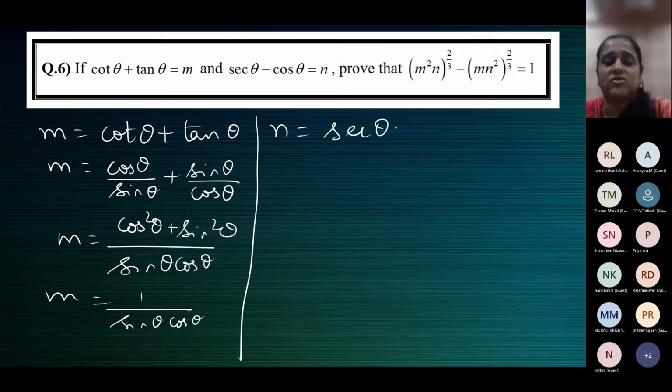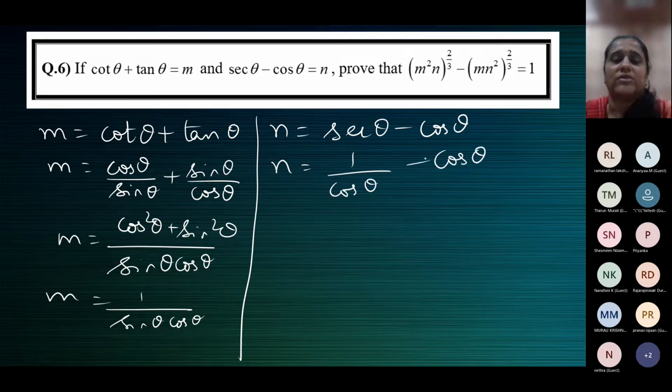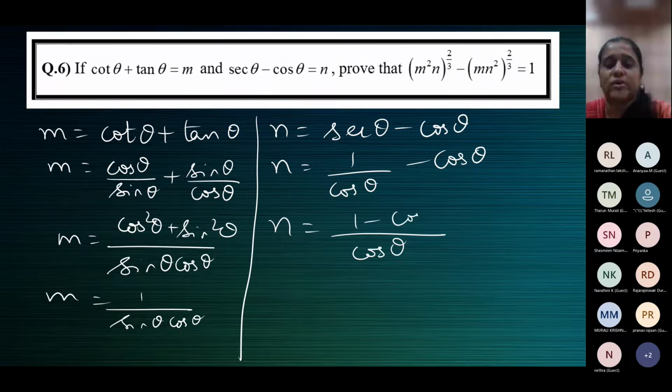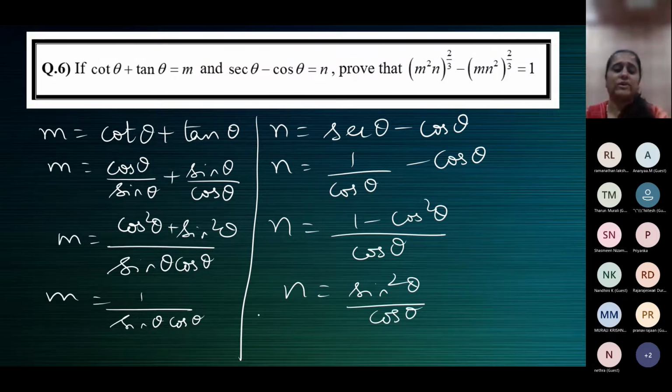Secant theta minus cos theta. All right. So we can write secant theta as 1 by cos theta minus cos theta. We're trying to change other ratios to sin and cos. So secant is 1 by cos minus cos as it is. Don't write cos as 1 by secant. Our intention is to write the other ratios in terms of sin and cos. So n is equal to cos theta is a common denominator, 1 minus cos square theta. And we know that 1 minus cos square theta is sin square theta, so n is sin square theta by cos theta. Looks good only. So we'll go ahead with these expressions for m and n.